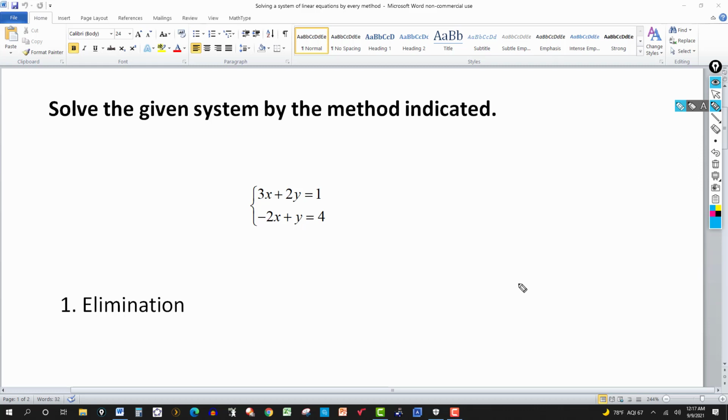In this video, we're going to look at methods for solving a system of equations. And we're going to look at pretty much all the methods that are taught in a regular college algebra class. So in this case, we're going to look at two equations with two unknowns. You can have two equations with two unknowns, three equations with three unknowns, four equations with four unknowns, and so forth.